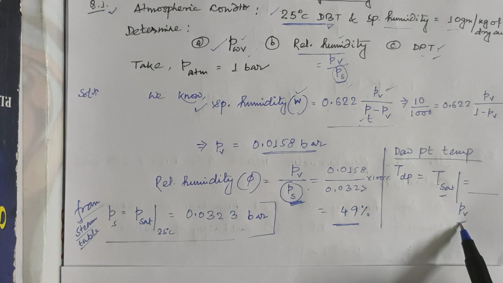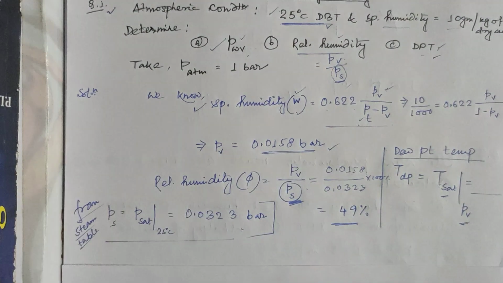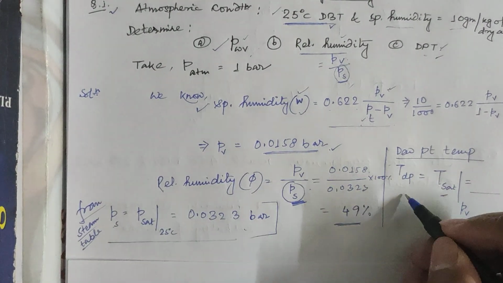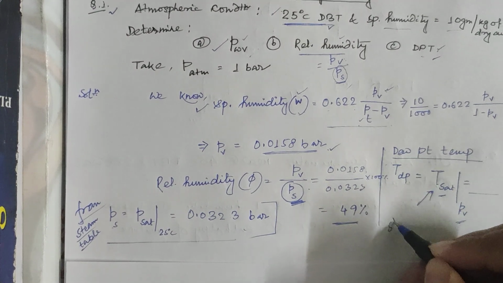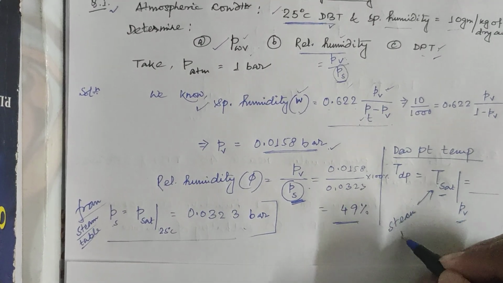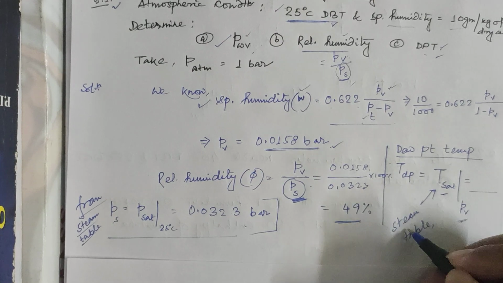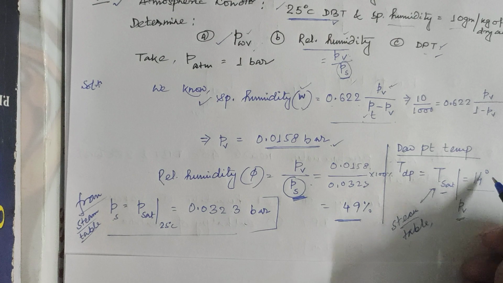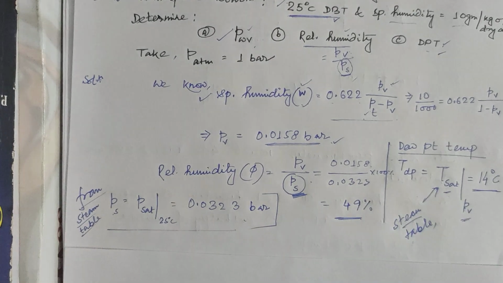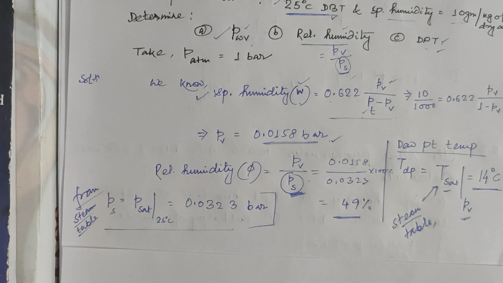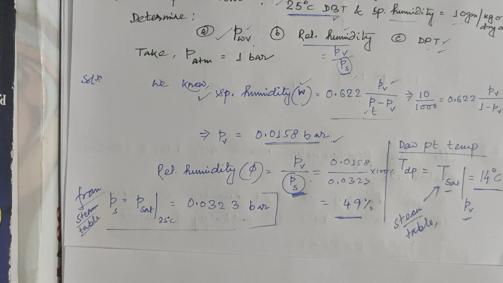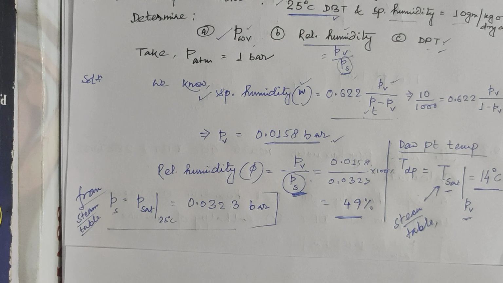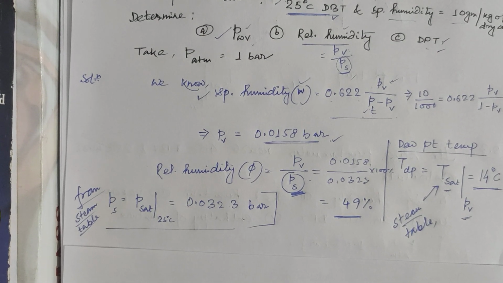So we know the partial pressure of water vapor, PV, is 0.0158 bar. Corresponding to this 0.0158 bar, from the steam table we can find the saturation temperature, which is almost 14 degrees centigrade. This will give you the dew point temperature. This way we can solve an air conditioning problem without using the psychrometric chart.